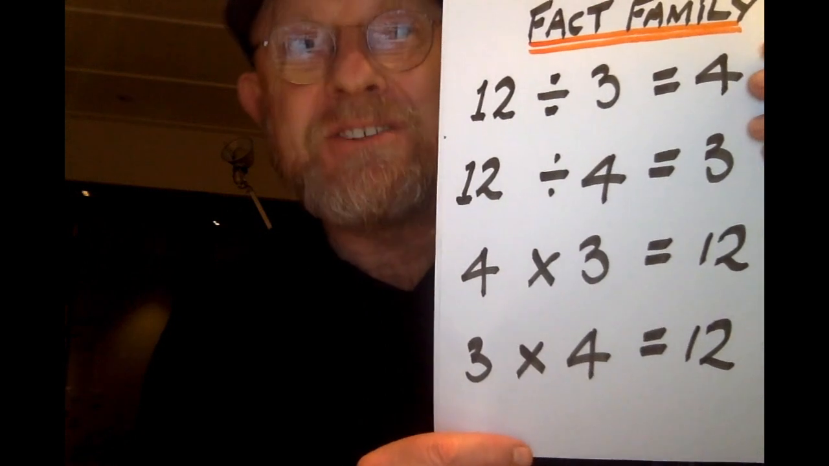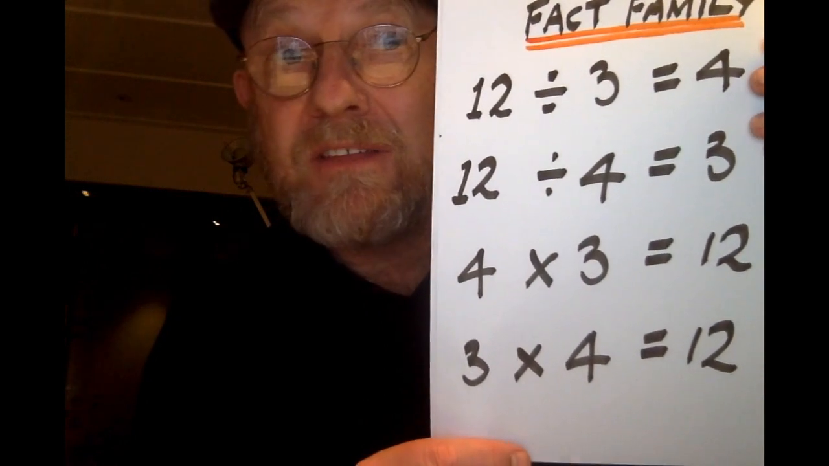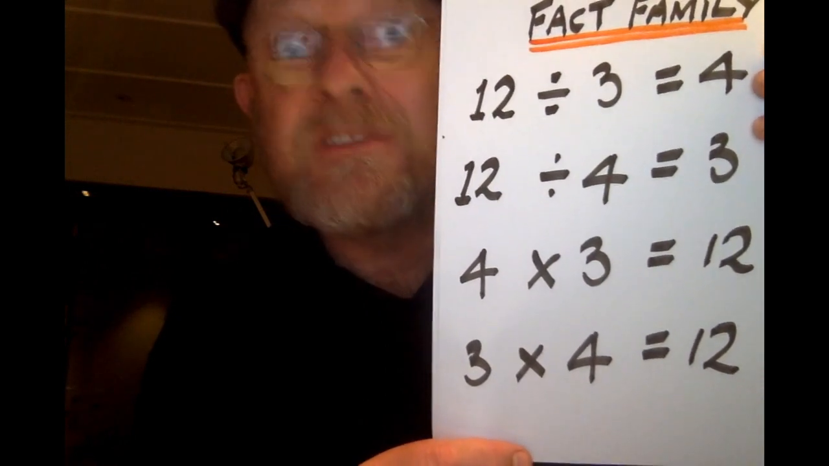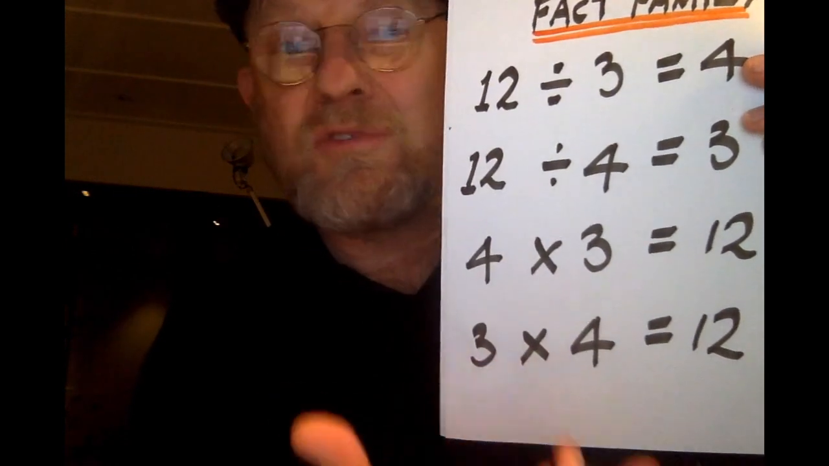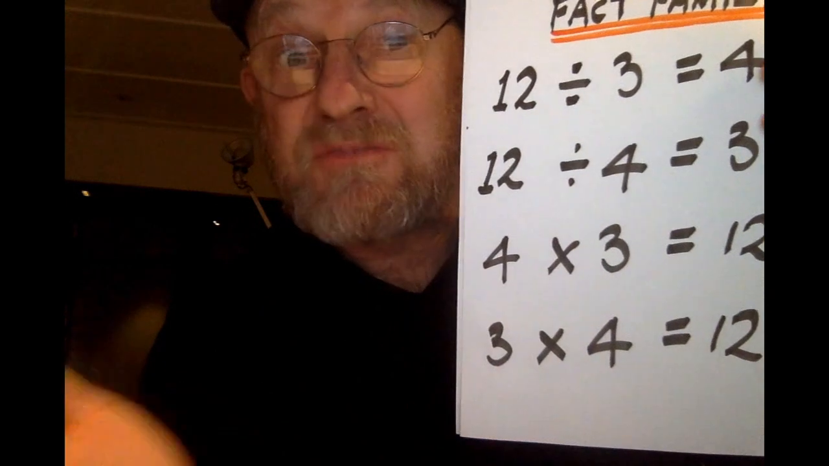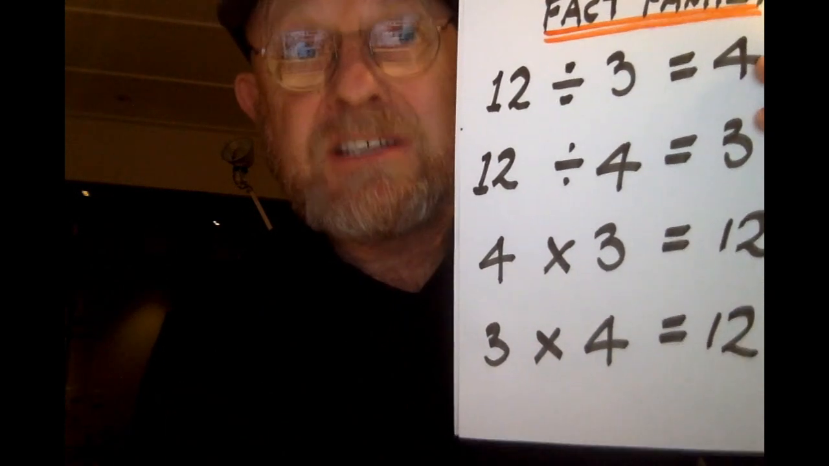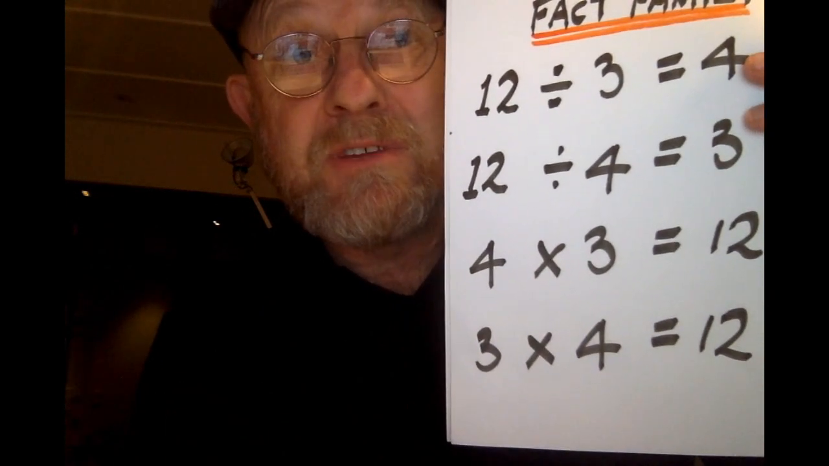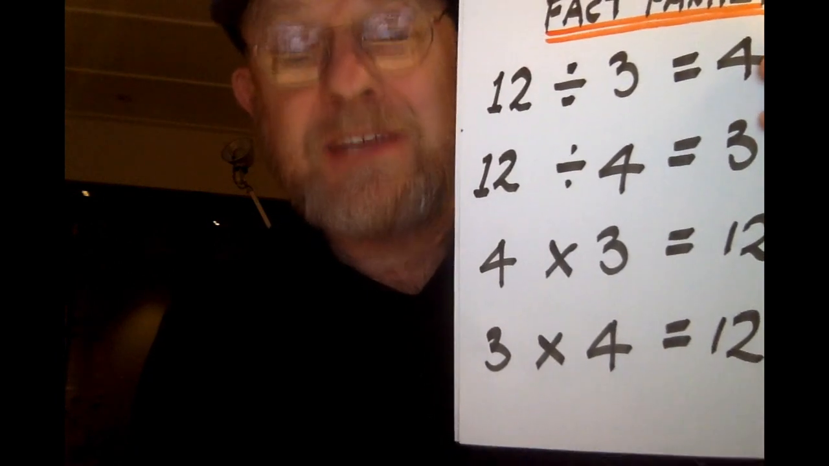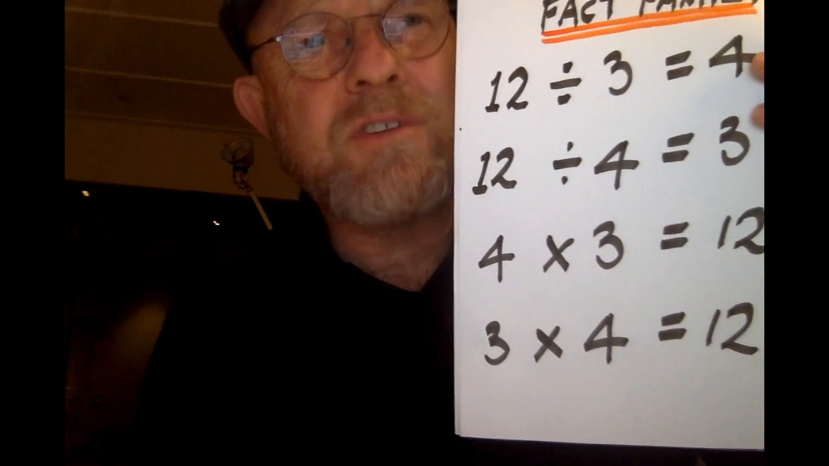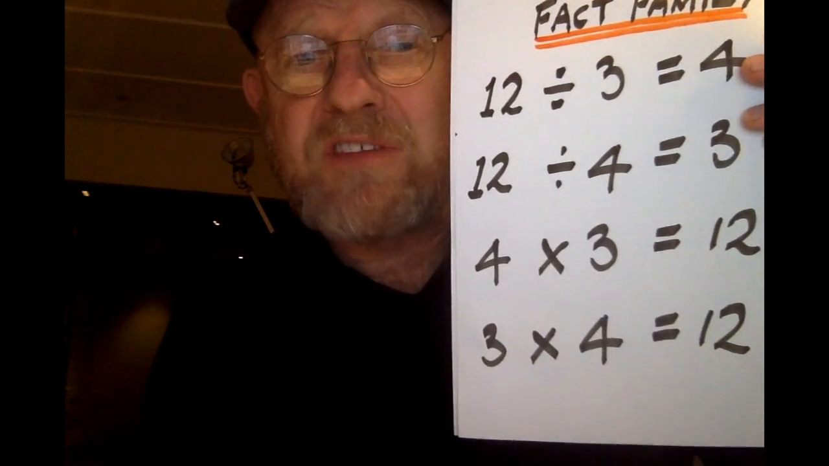So 2 times 3 equals 6. Therefore, 3 times 2 equals 6. Then you use the big number to start off your division, because you're always making numbers smaller when you're dividing. So 6 divided by 2 equals 3. And then 6 divided by 3 equals 2. Once you've got the first one, you should be able to work out most of the other answers.